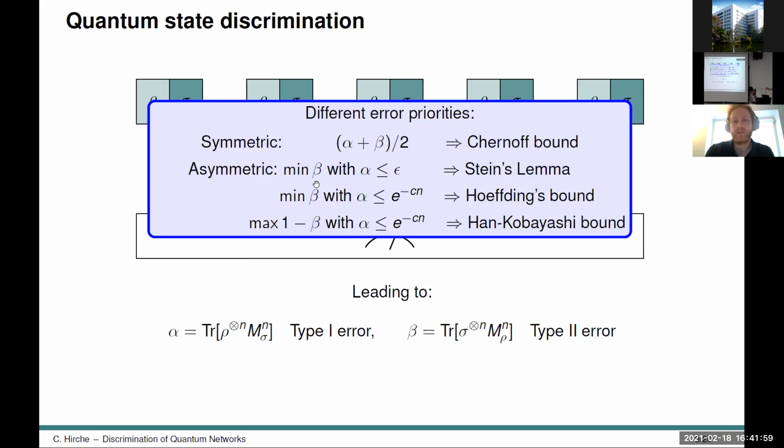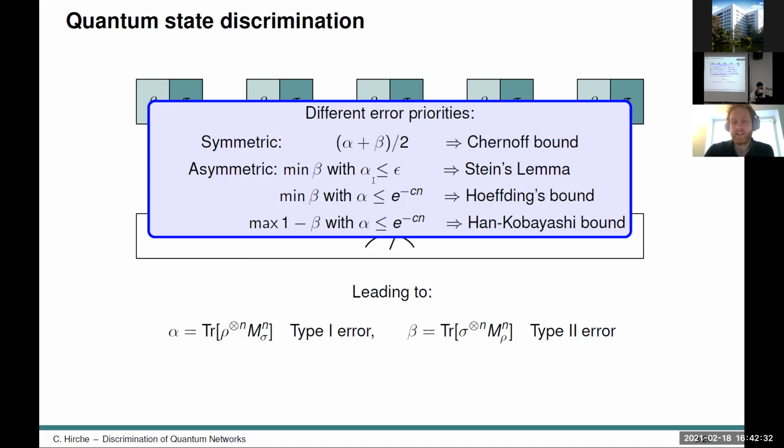Or there's an asymmetric setting where we just fix one of the error terms to be small, and then we want to see how far we can minimize the other one. And asymptotically, this is called Stein's lemma. And there are two more, but I don't want to go into too many details here. For the rest of the talk, we're going to mostly consider the second setting, the asymmetric case, and going to Stein's lemma.